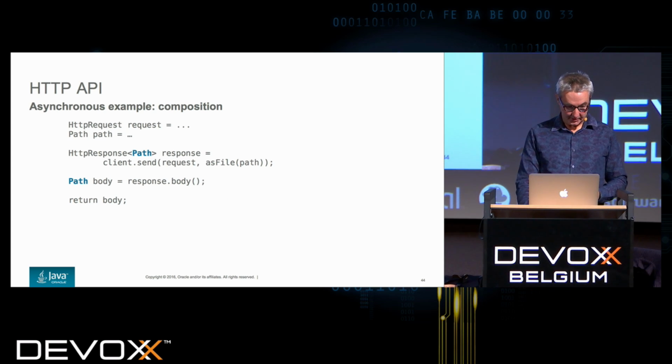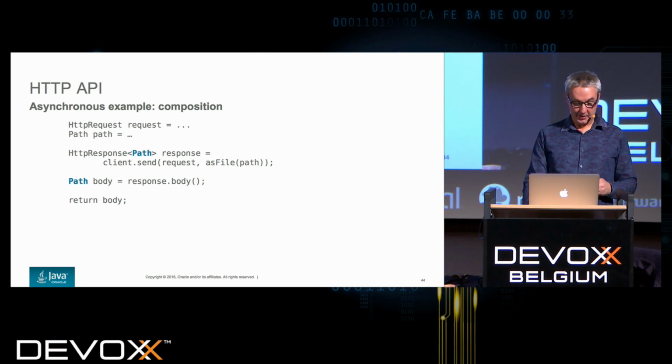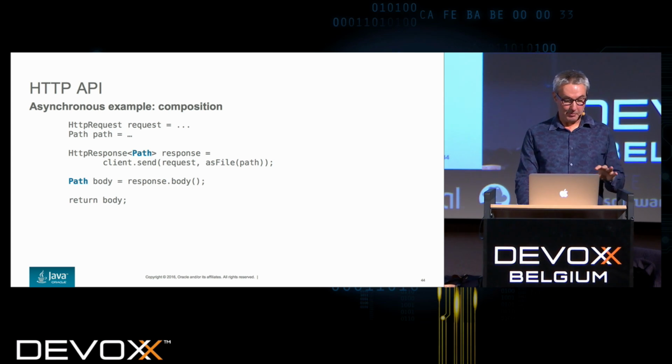But maybe what's more interesting would be to see how we can compose something more higher level. So let's start, from a synchronous point of view, if you have a request and you call client.send, getting back an HttpResponse with a Path as the body, and then calling response.body, and you return the body object to some higher level. So you can see that if this is the implementation of some method, what you're returning is just the body object, but not the response, because perhaps the higher level is not interested in the response object.